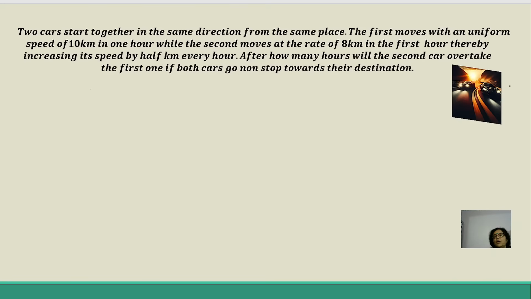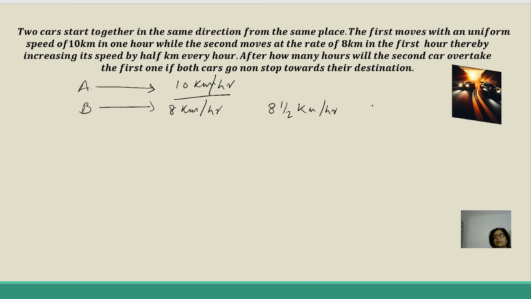So we have here two cars racing towards the destination. Initially, the first car starts and maintains a uniform speed of 10 km per hour. That means throughout its journey, it will not budge from 10 km per hour speed. The second car, car B, starts at a speed of 8 km per hour, but it goes on uniformly increasing its speed every hour. In the second hour, the speed of the car B becomes 8.5 km per hour. Third hour, it becomes 9 km per hour, and so on until it overtakes the car A.